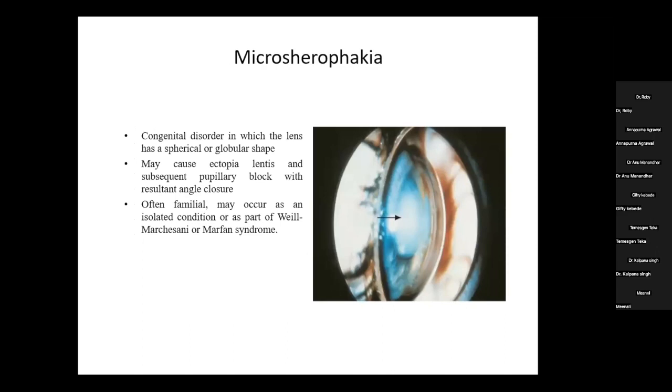Microspherophakia. This is a congenital disorder in which the lens has a spherical or globular shape. It may cause ectopia lentis and subsequent pupillary block that results in angle closure. It is often familial and may occur as an isolated condition or as a part of Weill-Marchesani syndrome or Marfan syndrome.